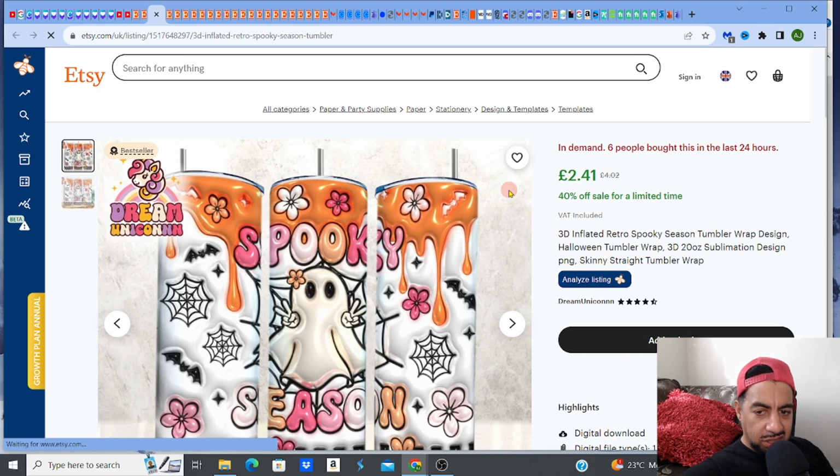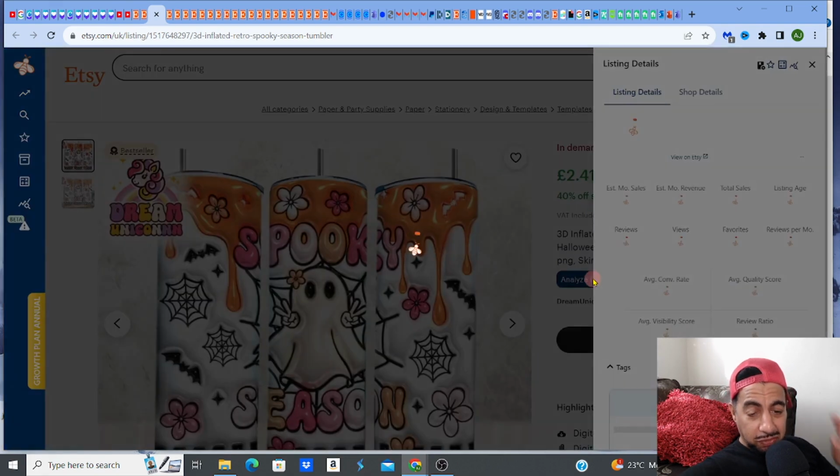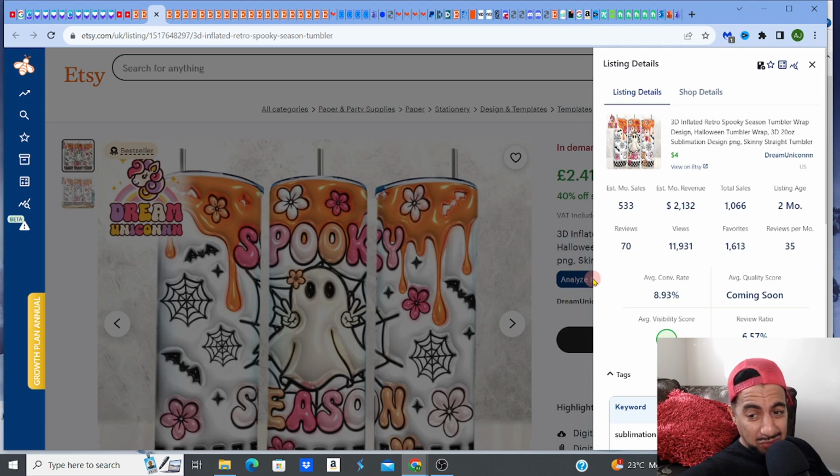Me personally, I think if they did a big bundle of all of these spooky Halloween styles as well, 3D inflated, I think they would smash it. They would absolutely make huge amounts of money. This is one recent listing of a 4-month-old store, quite relatively new, making already in excess of $2,000 a month, which is amazing. I know it's got a sale on it, so I've got to take that into account.